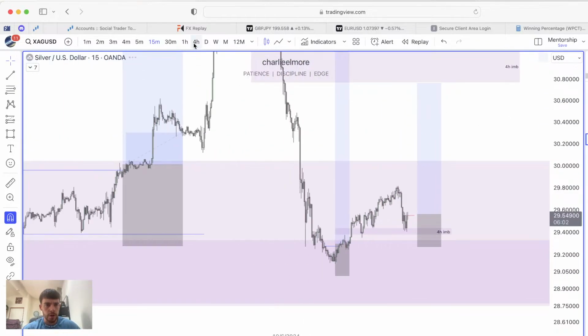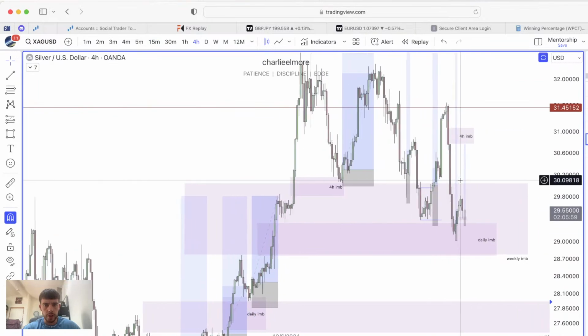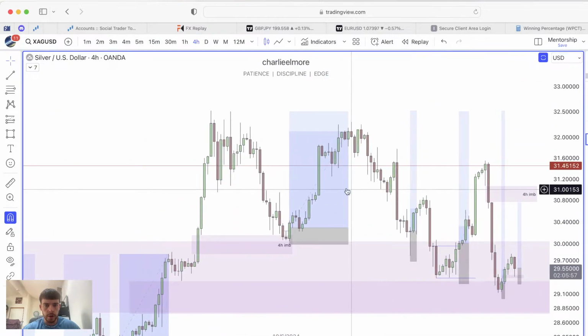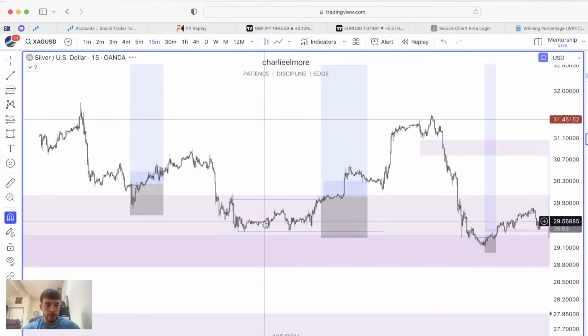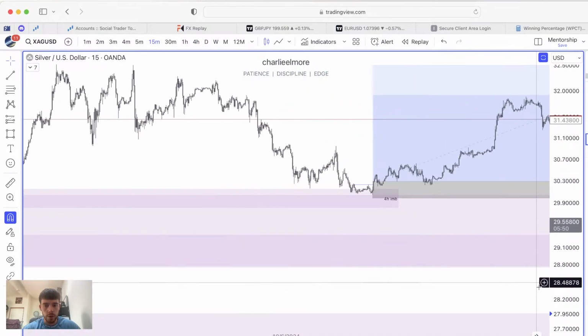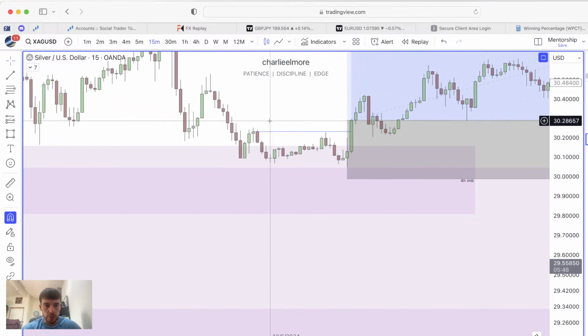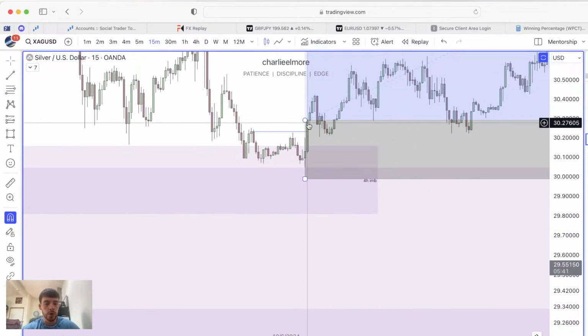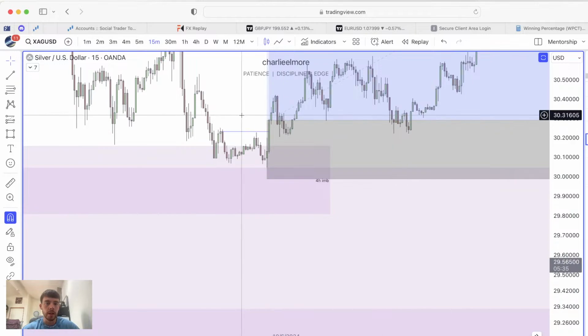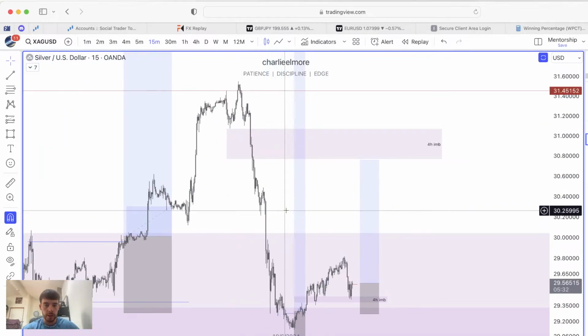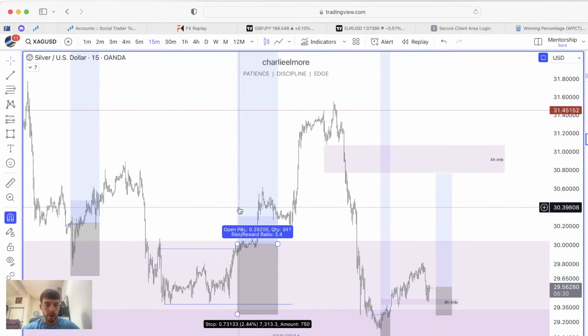But that's not to say it's not effective, because we've had some really good entries on here, just what I've been marking up. We had a great one there out of the 4-hour imbalance. Again, the same entry model. So if we just recap on that one, it was those bodies right there that needed to be broken. Lo and behold, it did. Again, just unfortunate at the time, really, because that's 2:15 a.m. But at the end of the day, you can't really time specifically when the setup's going to happen, especially with something like silver.